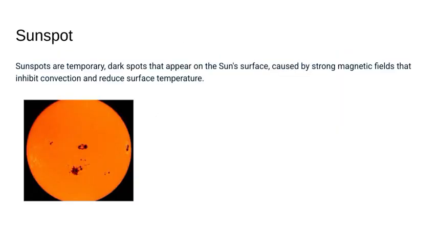So what is a sunspot? Sunspots are temporary dark spots that appear on the sun's surface, caused by strong magnetic fields that inhibit convection and reduce the temperature on the surface of the sun. You can see here a picture from the satellite GOES-16, which lifted into space, and this is a clear picture of it made by different technology and tools combined together.